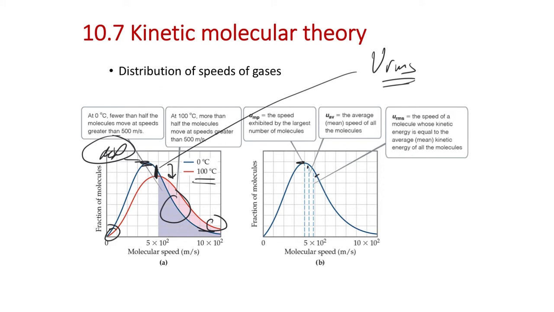The area under the curve is just equal to the population of molecules. So for 100 degrees C, we just have on average faster moving particles. The most probable point is higher, the average point is higher, and the root mean square average is higher than at 0 degrees.